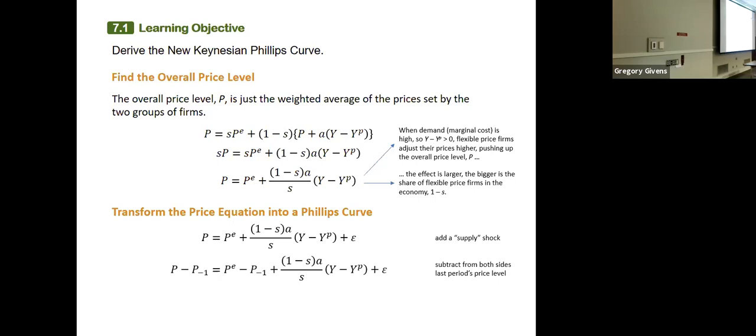Okay, how do we transform this thing into a Phillips curve? Well, the key step is to subtract the value of the price level in the previous period from both sides of the equation. Remember what the inflation rate is. It's the percentage change in the aggregate price level. So if we subtract the log of the price level from the previous period, then what do we have? We have on the left-hand side now inflation, which is equal to expected price minus last period's price, which would be the expected rate of inflation, plus 1 minus S_A over S times the output gap, plus this supply shock.